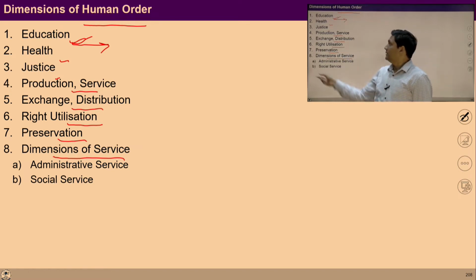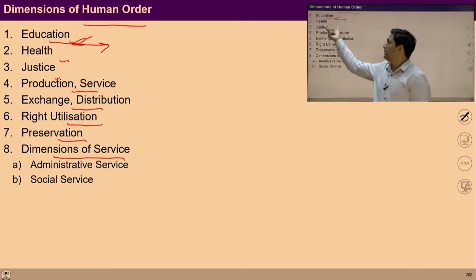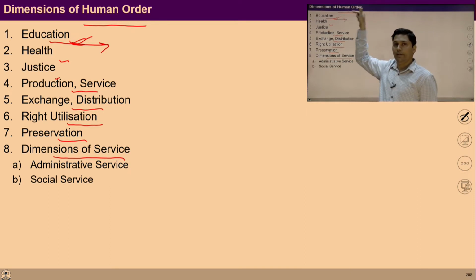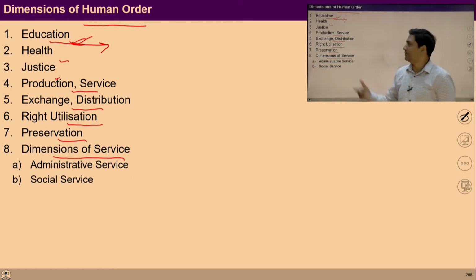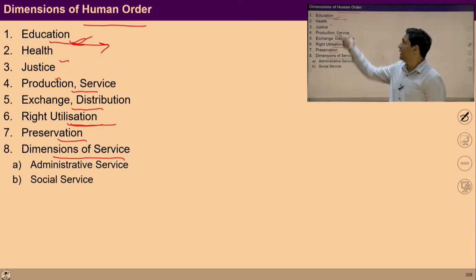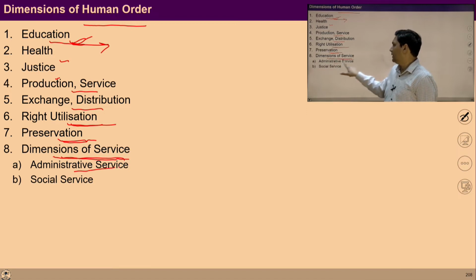So if we see these 8 dimensions, the dimension of education plays a very important role. Because what we learn through education, what we understand through education, we spread it through various modes. If my education is right, based on existential laws, based on natural laws, then we will be able to keep ourselves healthy. Then we will be able to ensure justice. Then we will be able to ensure harmonious production system. Then we can ensure exchange and distribution with the feeling of mutual fulfillment. Then we can ensure right utilization of resources. If the education is right, then we can preserve our natural resources. And then we can think of administrative services, social services, which are actually required to ensure harmony in the system.